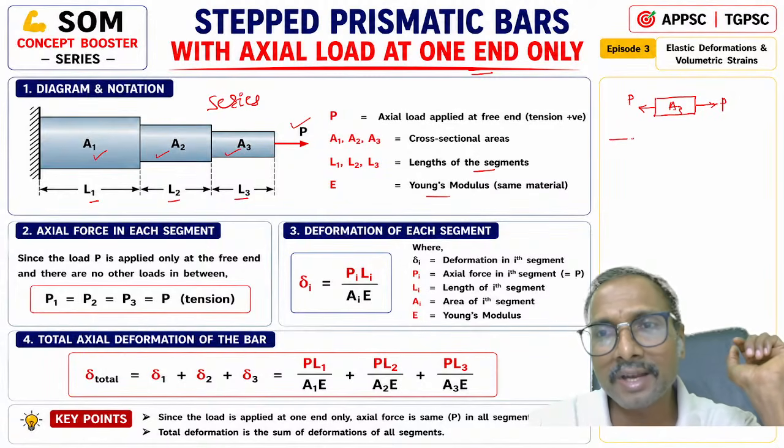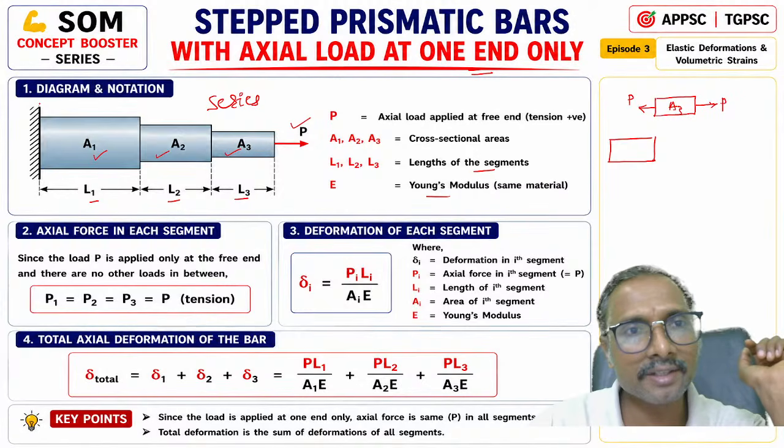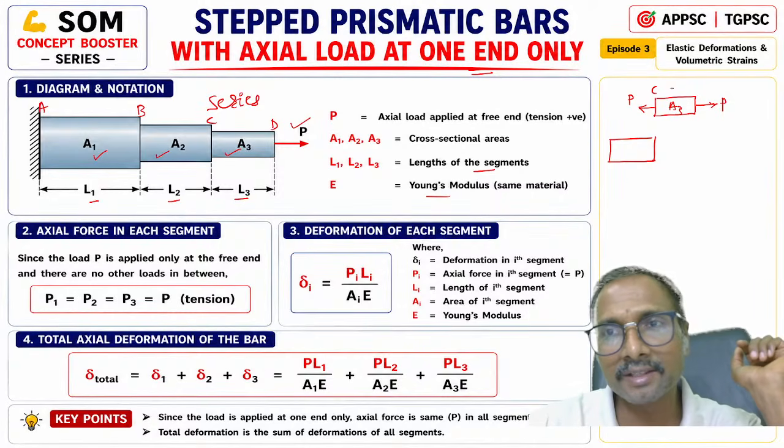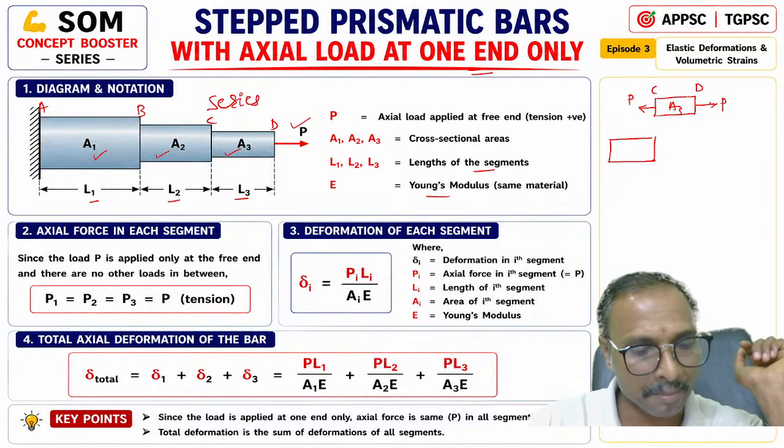Now, when you are considering that A2 portion, what is the force available? So at this point, right? Let us say this is your A point, B point, C point, and this is D point. So now if you are considering this is CD, so CD member is in equilibrium.